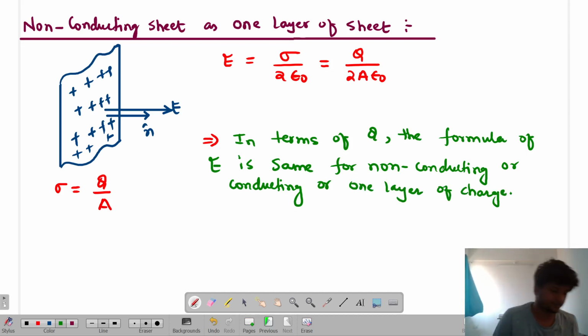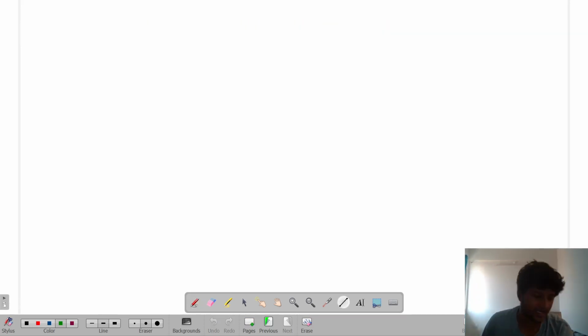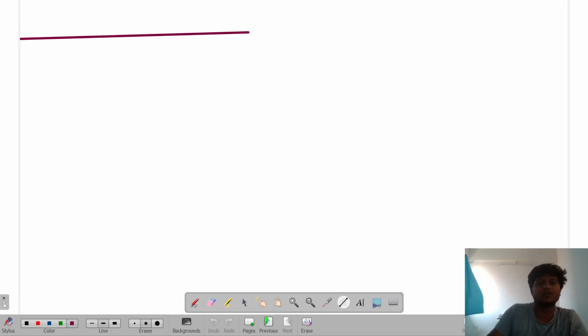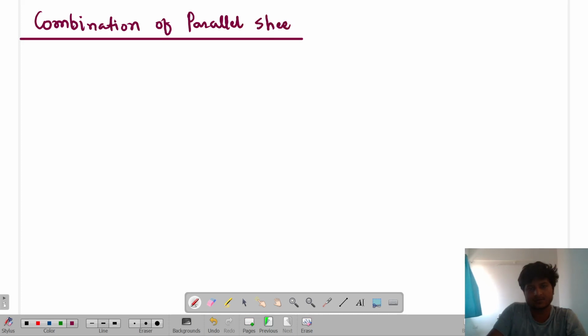Is that clear? And from here, the most important thing starts. The point is that now, instead of considering one seed, I can have a pair of seeds, any kind. We do not know. So let us consider a combination of parallel seeds. Is that clear?